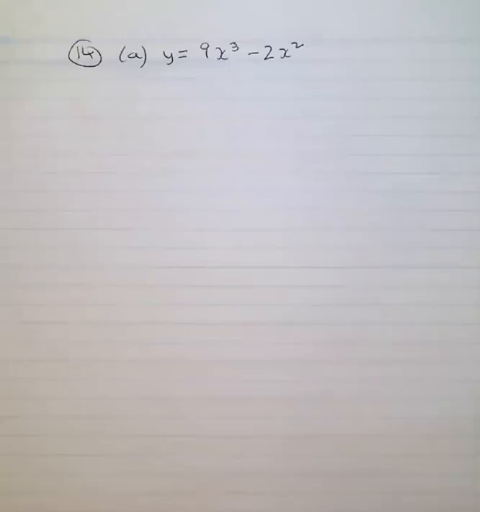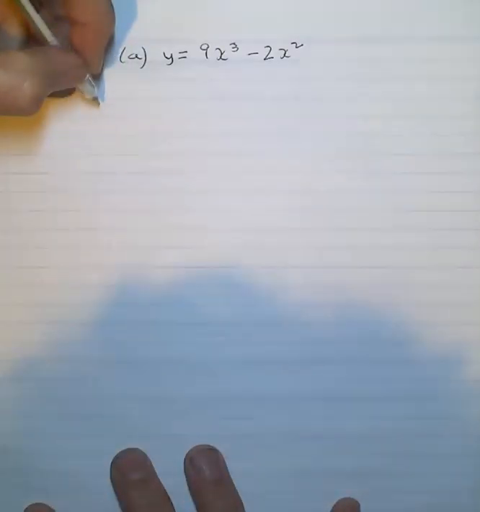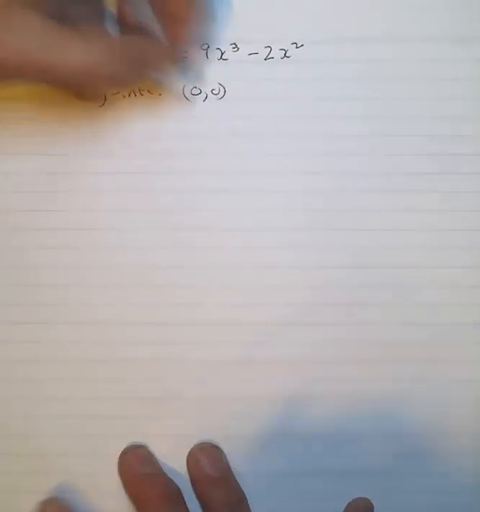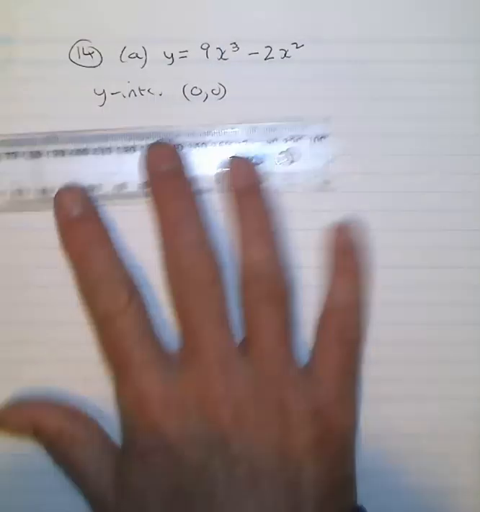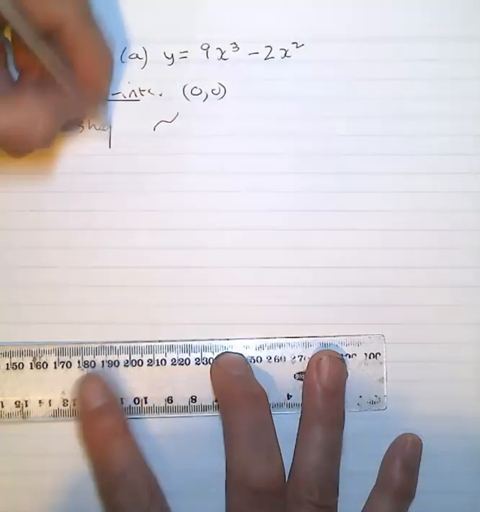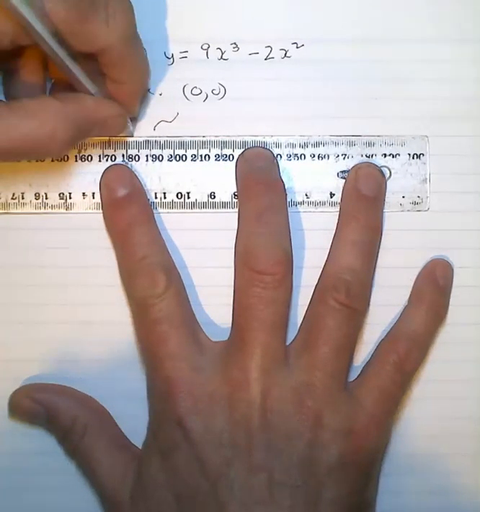In question 14, you're asked to factorise and then sketch the graphs. Now, before I can do that, I should really locate my y-intercept, which of course is going to be at the origin. We'll state it. I'm also going to have the general shape like so. That may help a few of you.